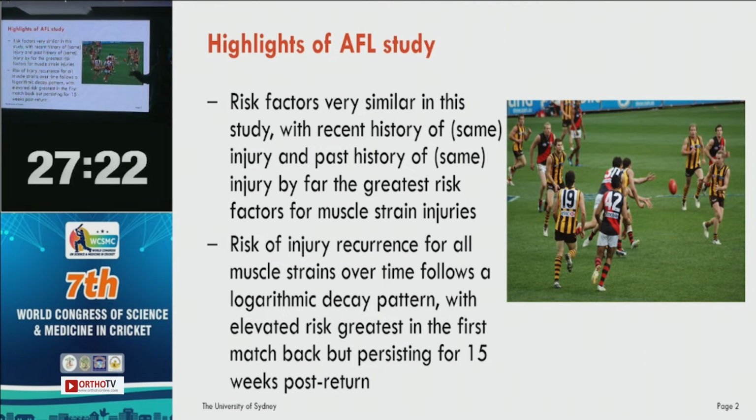A more interesting finding was that we found a logarithmic decay for recurrence, so there is a high rate of recurrence on the first week back from injury, medium risk on the second week back, and it just drops slowly to baseline. It takes about 3 months. So someone who's coming back from a hamstring strain is at elevated risk for the next 3 months, and I'll show you that graph later on. But that's from the Aussie rules data, not the cricket data.